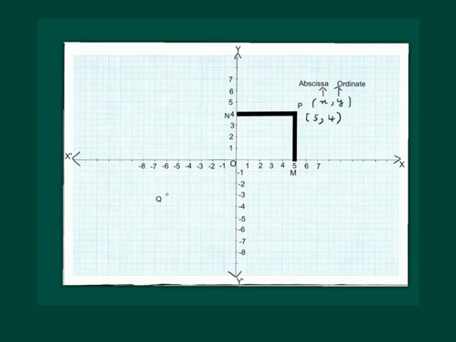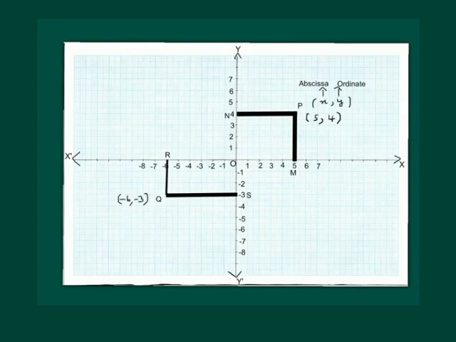Let us now find the coordinates of the point Q. So we draw a perpendicular QR on the x-axis and QS on the y-axis. Then coordinates of point Q are -6 and -3. X coordinate is -6 and y coordinate is -3.